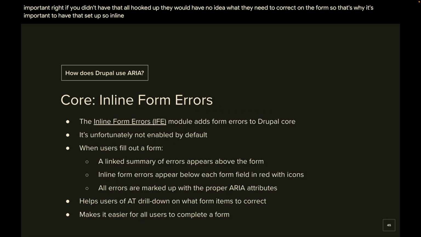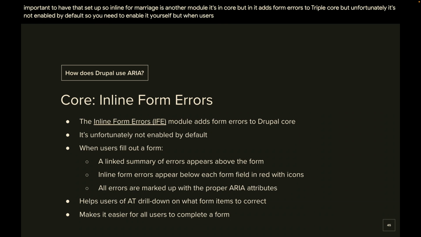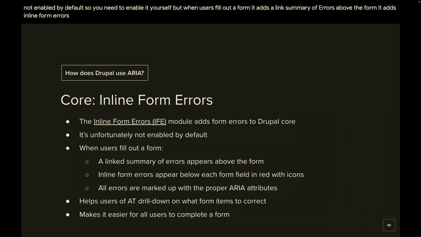Inline form errors is another module. It's in core, and it adds form errors to Drupal core, but unfortunately it's not enabled by default, so you need to enable it yourself. When users fill out a form, it adds a linked summary of errors above the form. It adds inline form errors below each form field, and all errors are marked up with ARIA. This, of course, helps users of AT drill down on form items to correct, and it makes it easier for all users to complete a form.